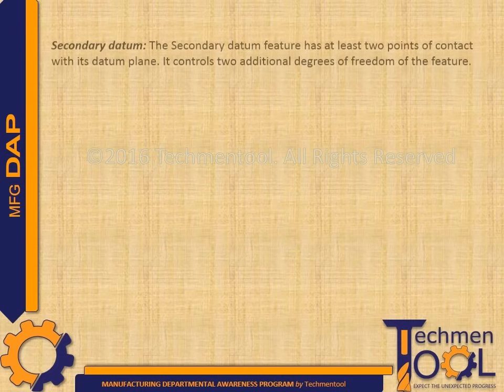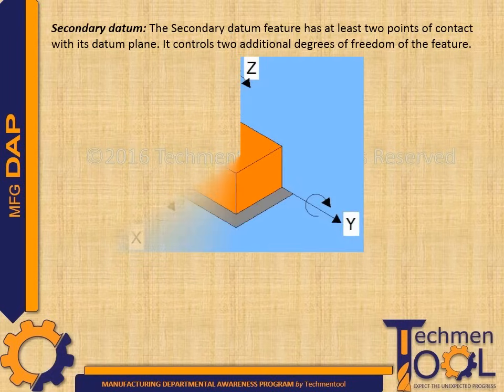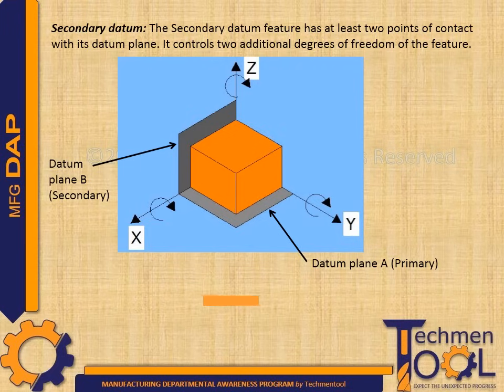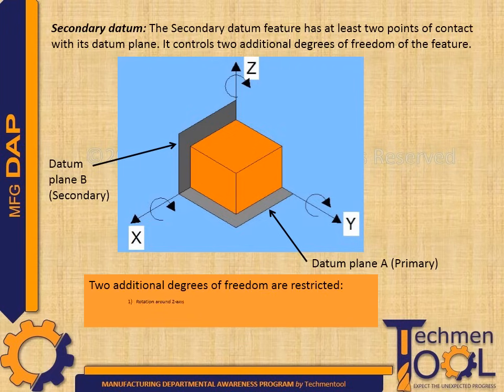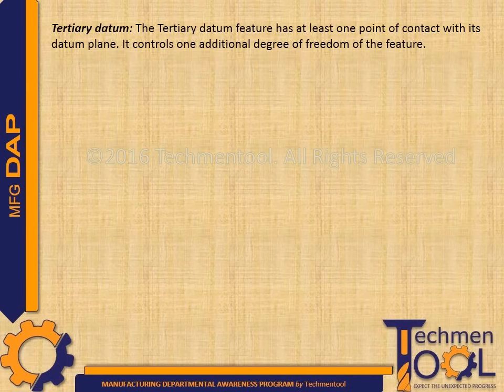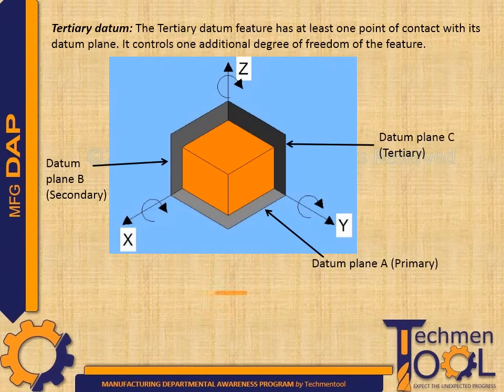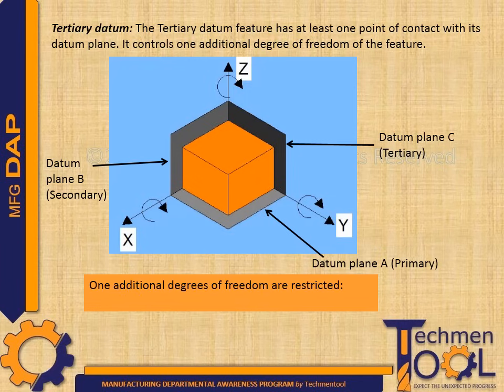Secondary datum. The secondary datum feature has at least 2 points of contact with its datum plane. It controls 2 additional degrees of freedom of the feature, meaning 2 additional degrees of freedom are restricted: rotation around z-axis, movement along the y-axis. Tertiary datum. The tertiary datum feature has at least 1 point of contact with its datum plane. It controls 1 additional degree of freedom of the feature, that is, movement along the x-axis.